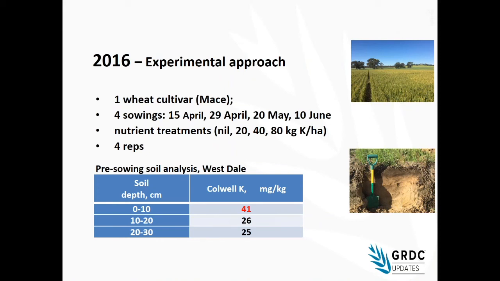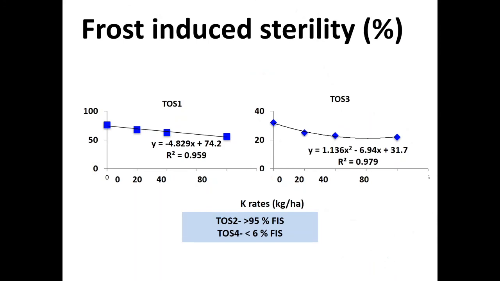So this is a site here, topsoil 41 parts per million of potassium and a very depleted subsoil, where they've used 20, 40 to 80 kilos of potassium. They're seeing a drop-off in the amount of frost damage, and that's flowing through to yield. So I think it's really important.